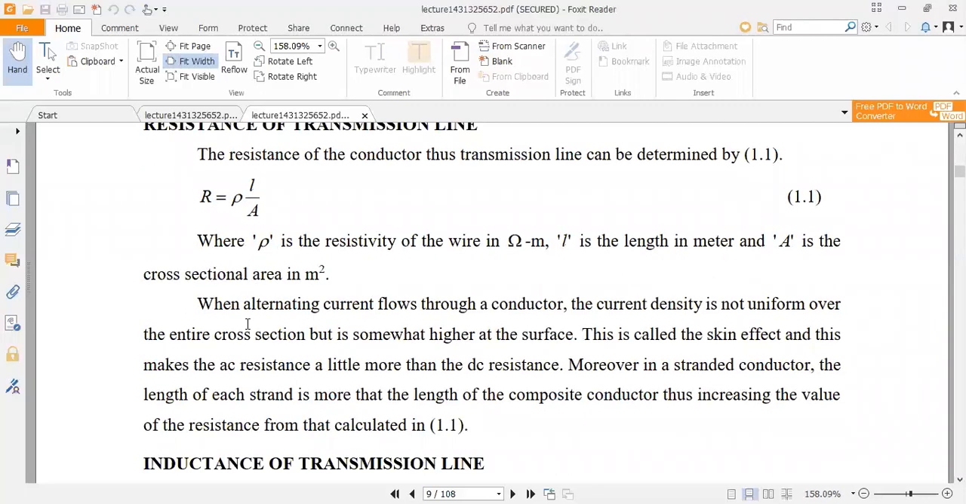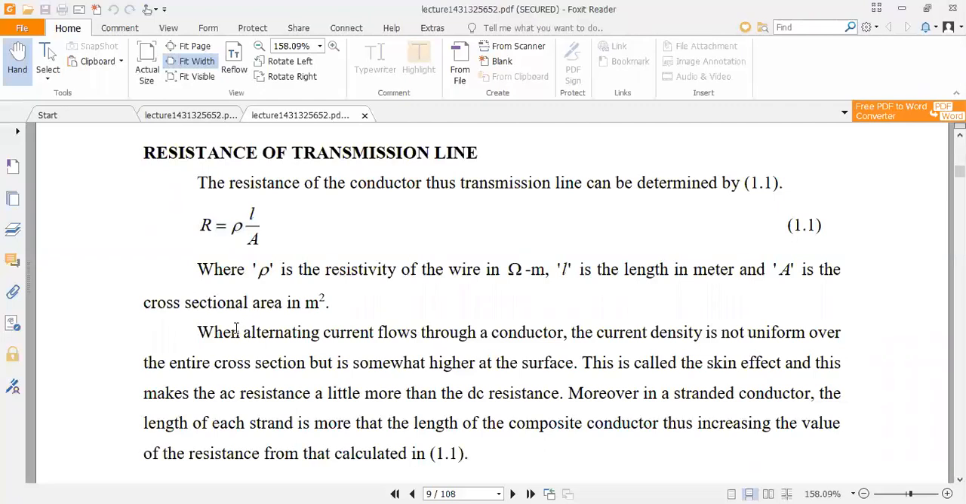So when we talk about the resistance of the transmission line, this is the major point: when the alternating current flows through the conductor, the current density is not uniform over the cross-sectional area, but is somewhat higher at the surface. This is called the skin effect.